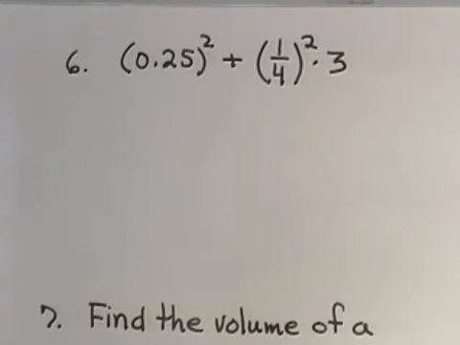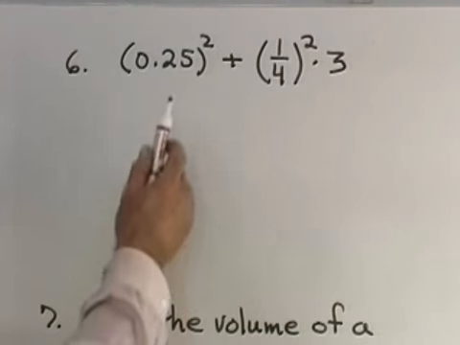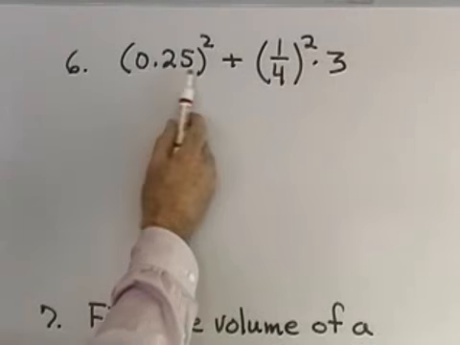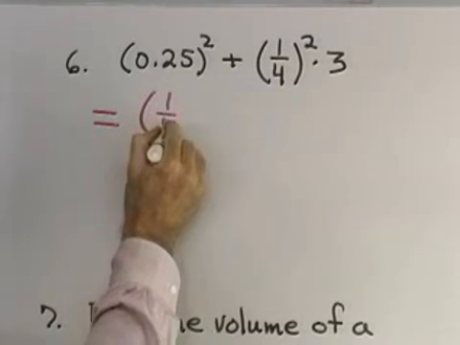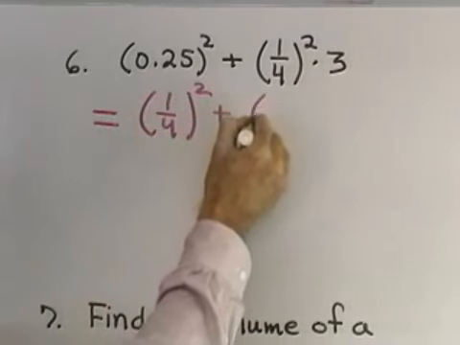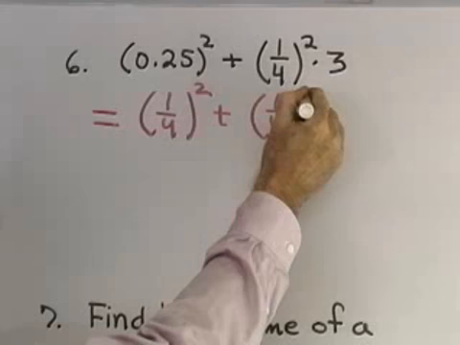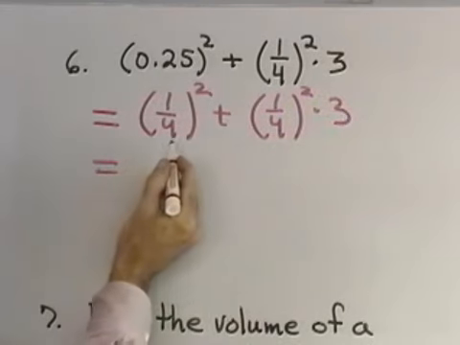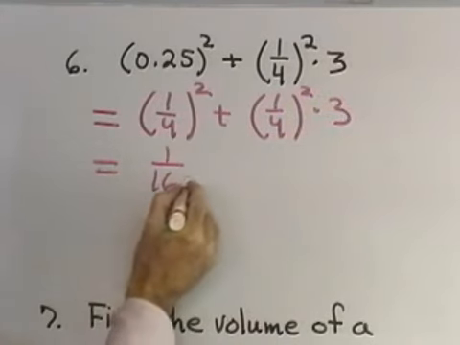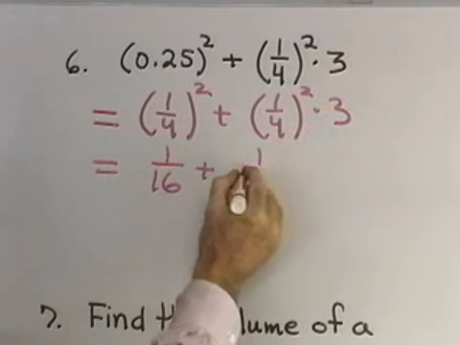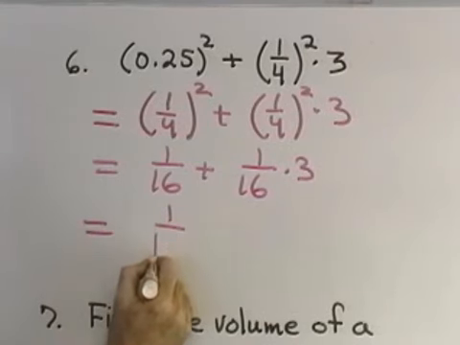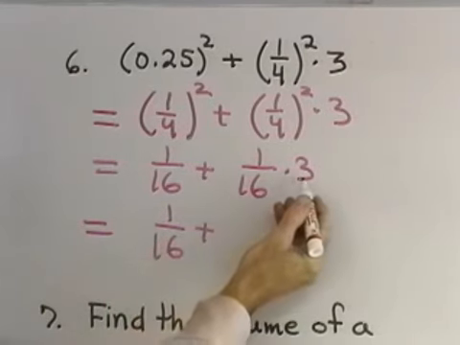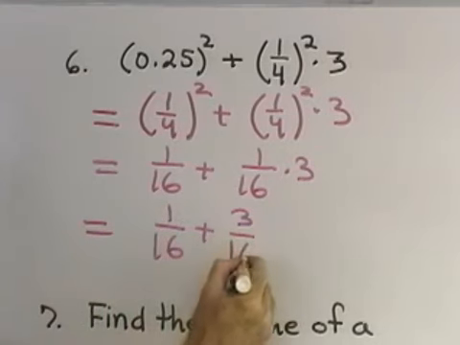I have 0.25 squared plus 1/4 squared times 3. Let's see, I recognize this 0.25 as being 1/4, and since I have a 1/4 right here, let's just change this to a fraction. 1/4 squared plus 1/4 squared times 3. So 1/4 squared is 1/16, plus 1/4 squared is 1/16, times 3. I end up with 1/16 plus 1/16 times 3 is 3/16.